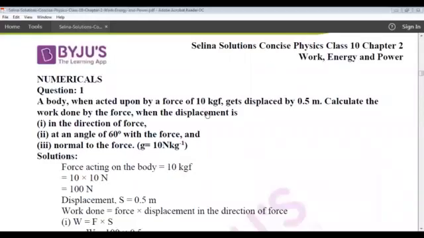This is Priyanka Upadhyay, your physics teacher, and today we are going to solve numericals from the first part of ICSE class 10, chapter 2, work, energy, and power.